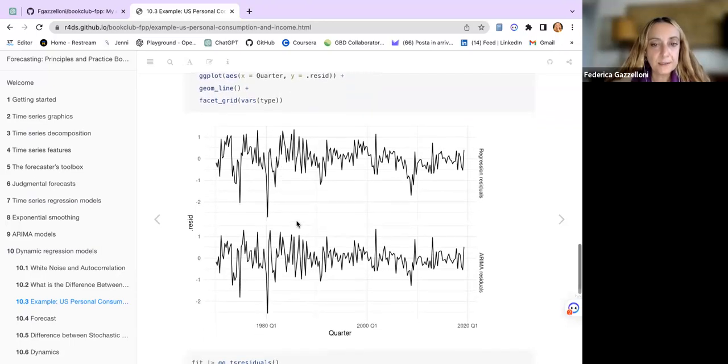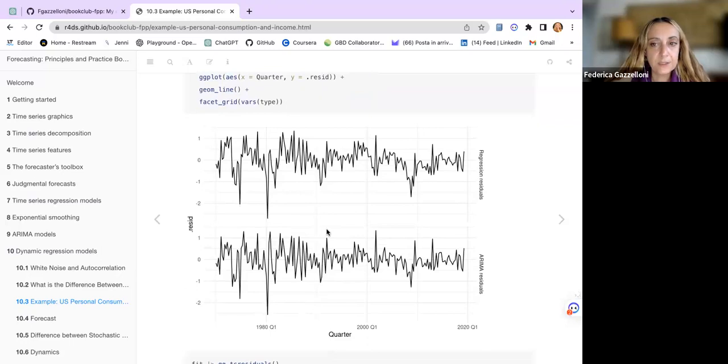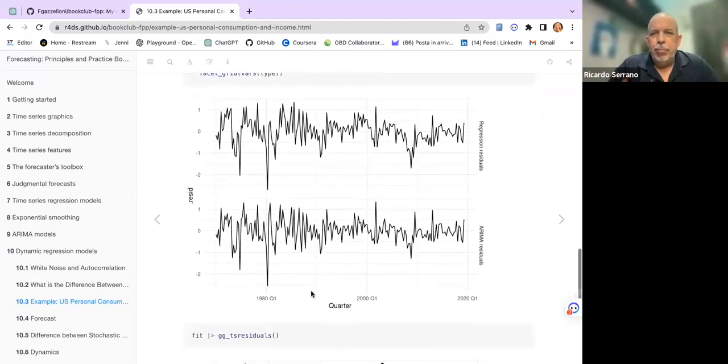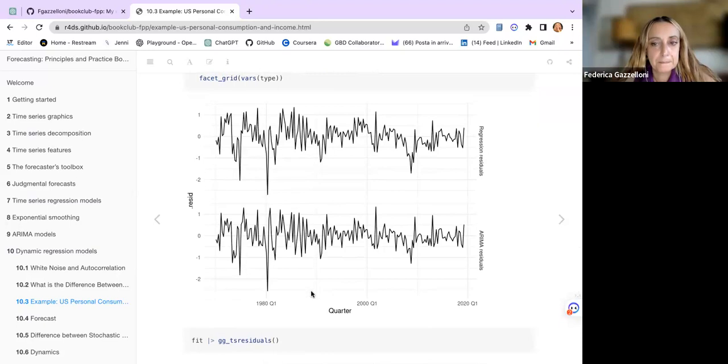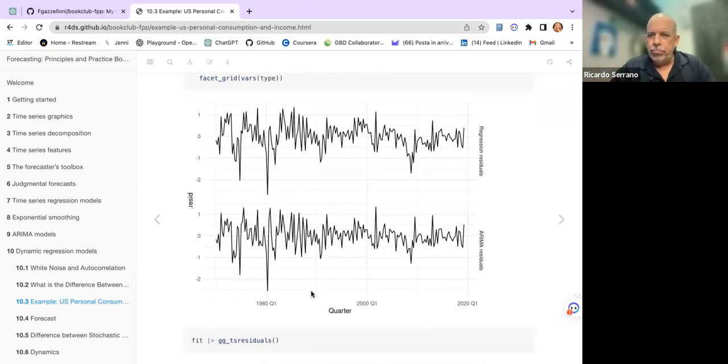So what we see within these two is that they, to me, look quite similar. Yeah. Remember that this is a very simple model. You only have one extra regressor, which is the income. So usually in a simple model, the regression residuals and the ARIMA residuals, which are the innovation, will probably be fairly similar. Maybe just a little bit different in magnitude.